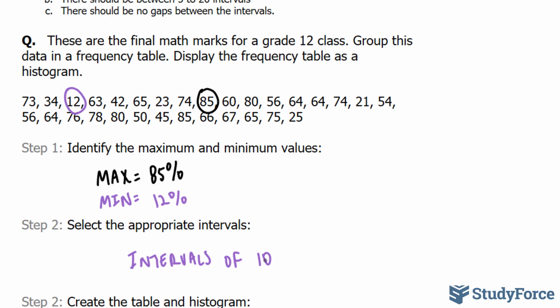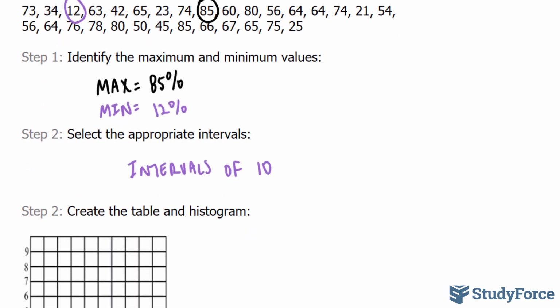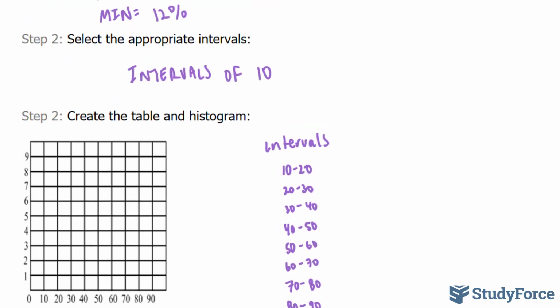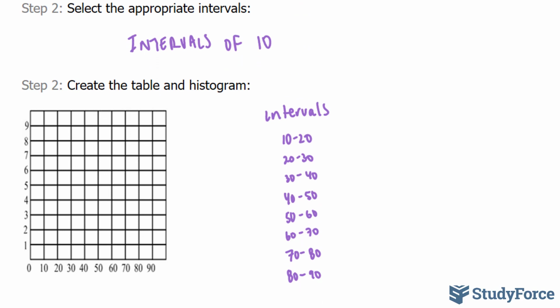And our last step to tackling a question like this is to create the table and the histogram. Let's create a table first, and then using the table we can create our histogram. So our first column will be called intervals, and we have 10 to 20, 20 to 30, skip a few, and all the way to 80 and 90. And in our next column, we'll have the tally.